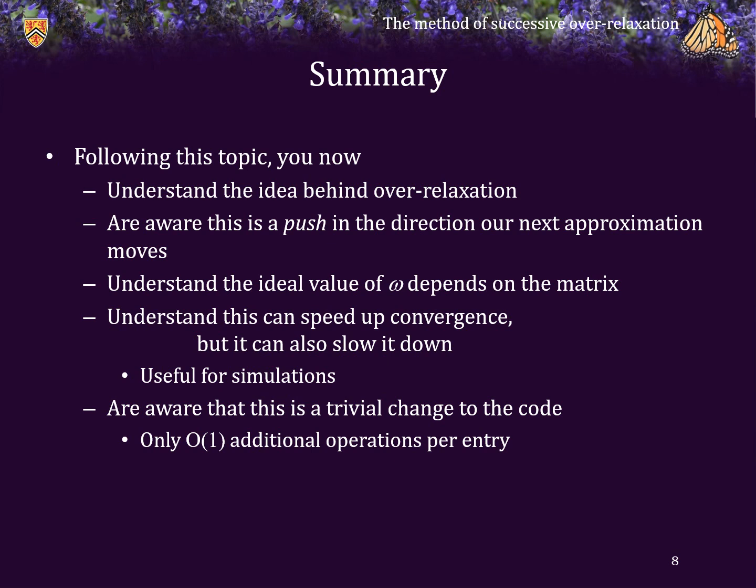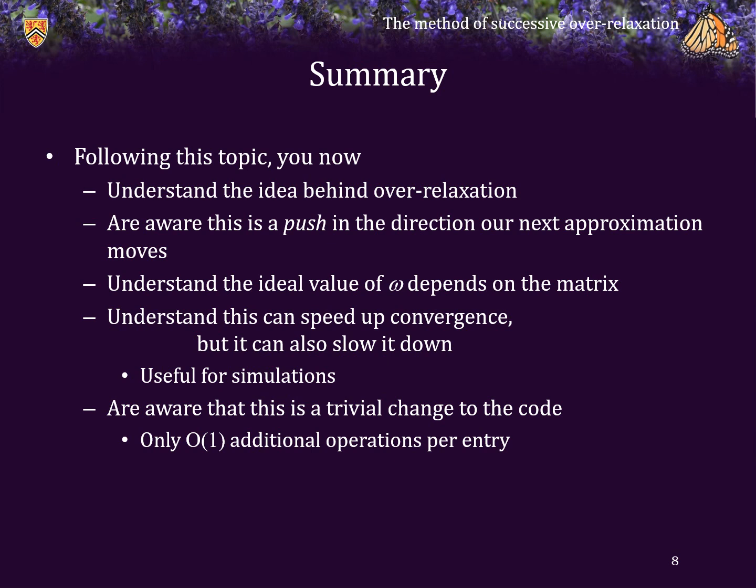Following this topic, you now understand the idea behind over-relaxation, and doing this over and over again is successive over-relaxation. You're aware that this is a push in the direction of the next approximation we find. You understand that the ideal value of omega, at least for Gauss-Seidel, depends on the matrix, but it's reasonable to start with something like omega equaling 1.1. You understand that this can speed up convergence, but it can also slow it down.